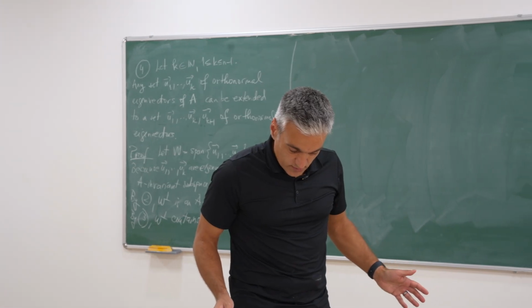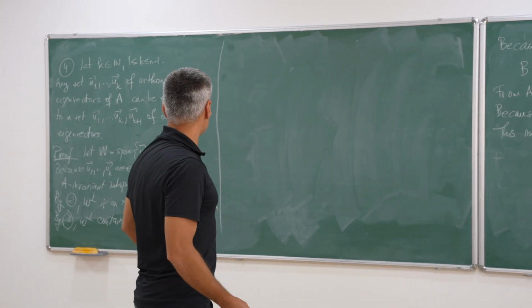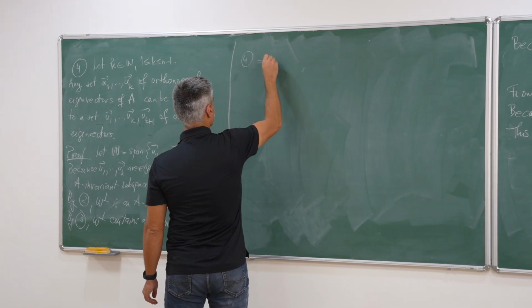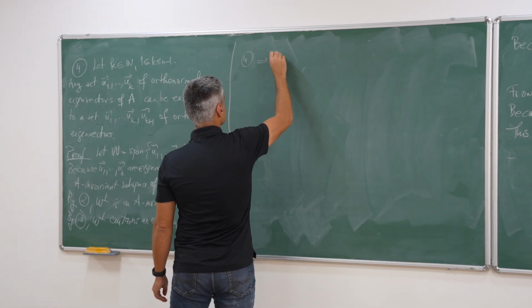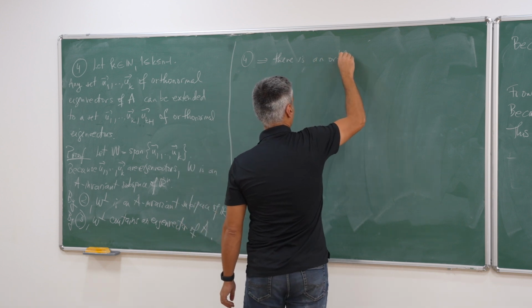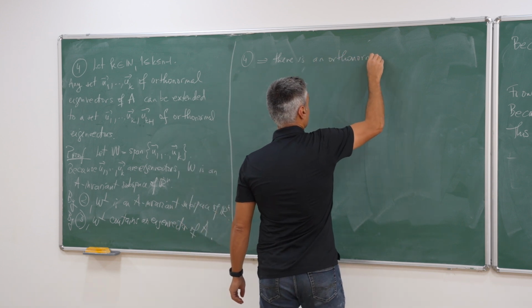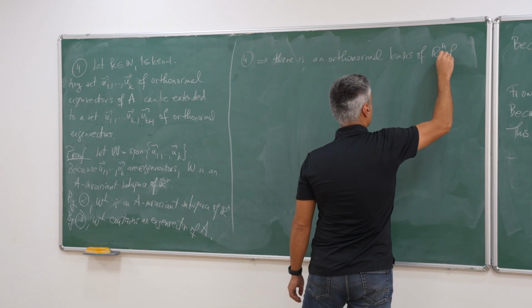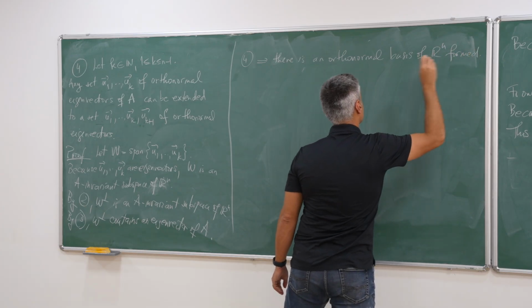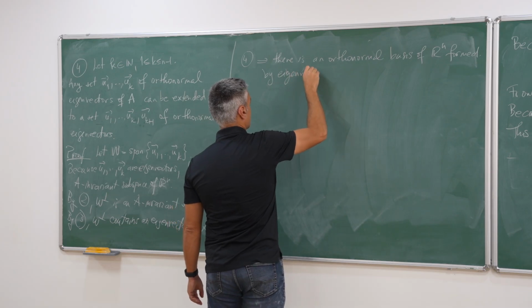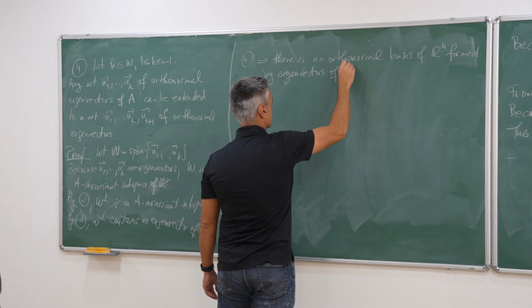You can write the conclusion. So 4 implies that there is an orthonormal basis of Rn formed by eigenvectors of A.